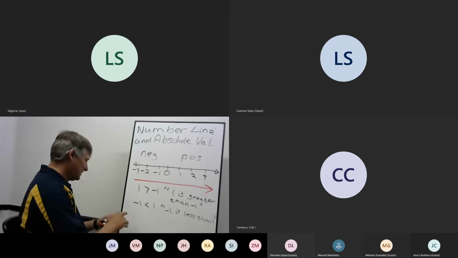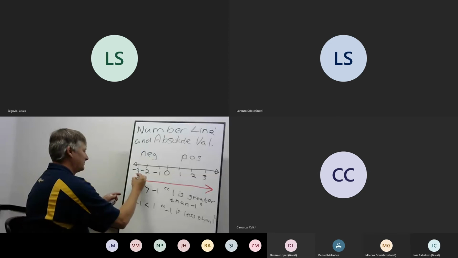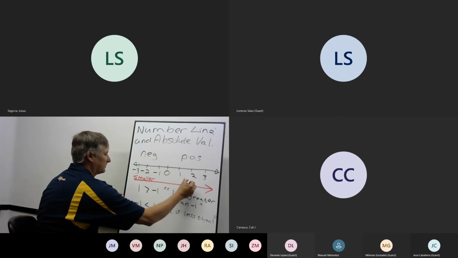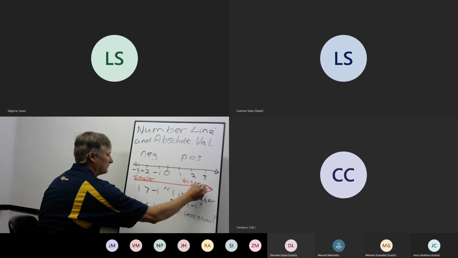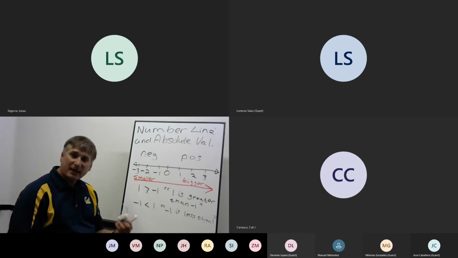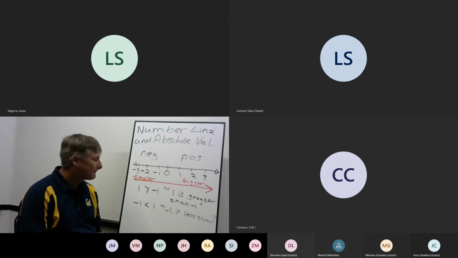So again, I'm just going to put this in your notes, but this is smaller, and this is bigger. So that's how we compare numbers on the number line.